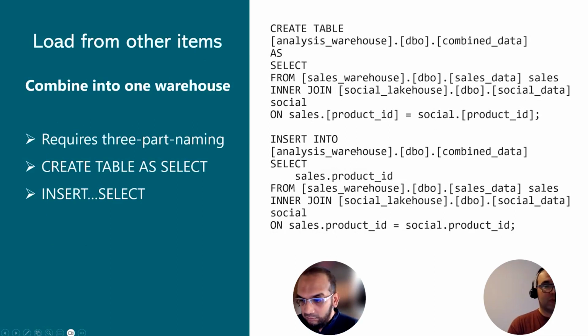You can also load from other items within Fabric and combine the data into one warehouse. For example, I can combine the data from a lakehouse and a warehouse, so two different items in Fabric. In that case, I just need to use this three-part naming. So I need to provide first the name of the lakehouse, then the schema name, and then finally the table name that I want to use. The usual suspects like CREATE TABLE AS SELECT and INSERT SELECT, like we had in SQL Server, are all supported. So all of these things work in Fabric as well.